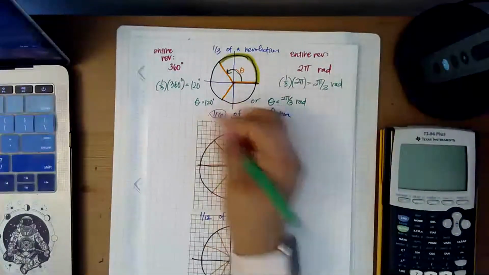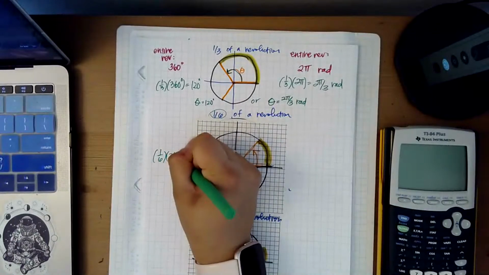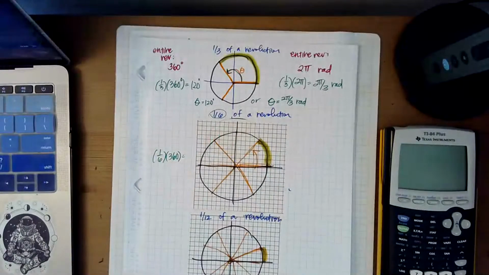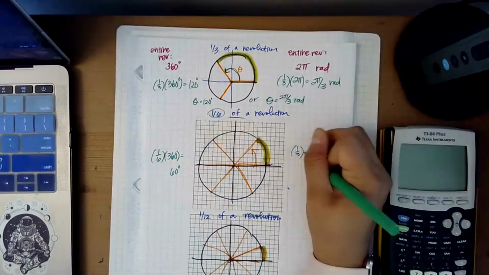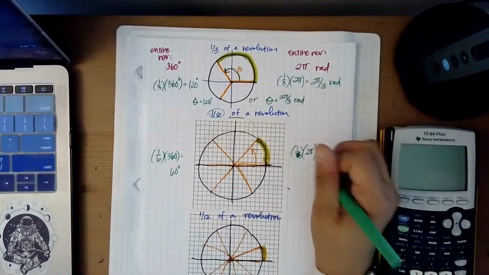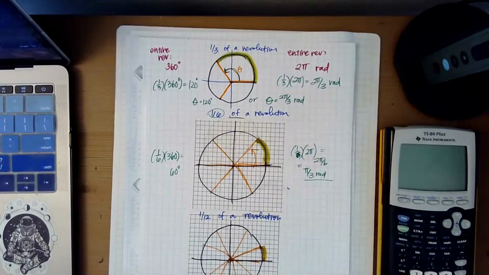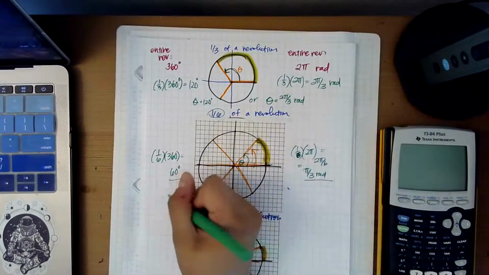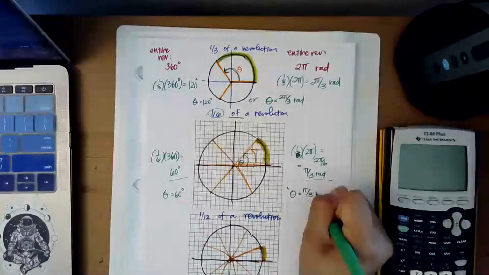Now, if I'm looking at a 6th of a revolution, what does that give me? 360 divided by 6 gives me 60 degrees, or 1/6 of 2 pi radians gives me 2 pi over 6, which is really pi over 3 rad. So here, theta is equal to 60 degrees, or theta is equal to pi over 3 radians.